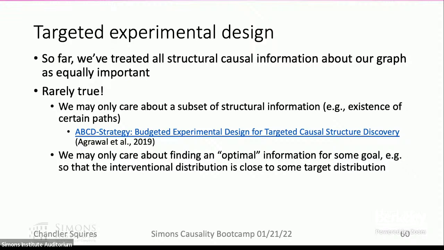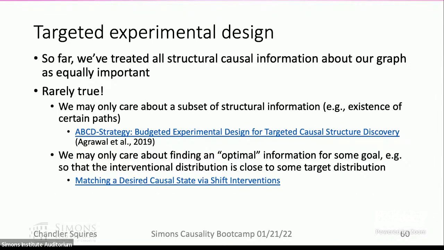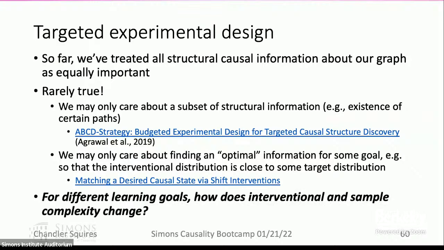And that's going to be in another work that our group has done, where we consider a special case where the interventions that we're doing are a form of intervention called a shift intervention, which just adds or subtracts to the mean of a variable. And in the Gaussian case, you can show how that plays out.